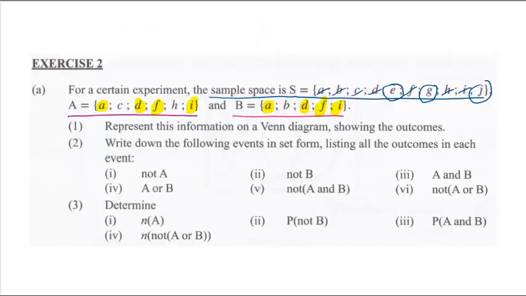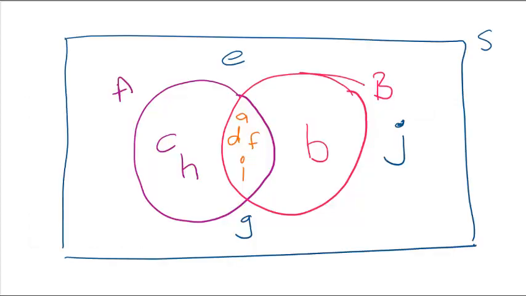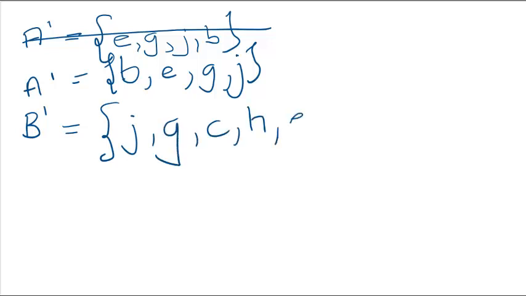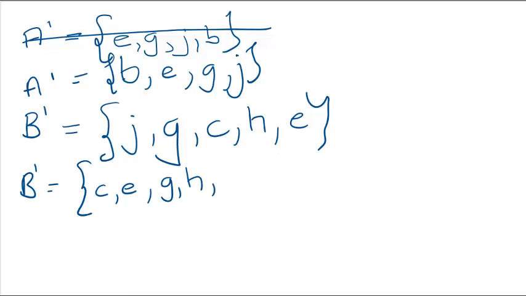Next item, not B, same principle. Not B is going to be taking my B circle, and I'm going to leave that not colored. So J, G, C, H, E. So not B is going to be J, G, C, H, E. And then again, if I did it in alphabetical order, it's going to be C, E, G, H, J. Next question.